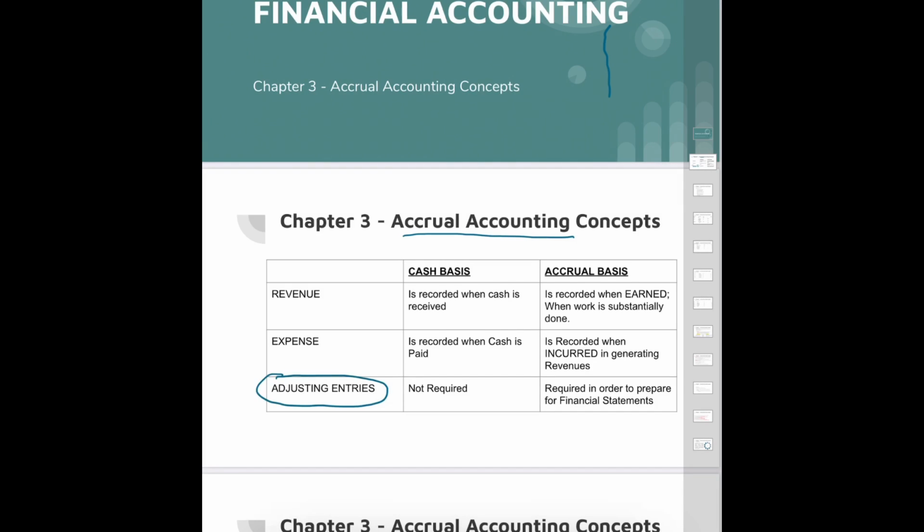These entries are made so that the company's financial statements comply with the accrual method of accounting. This adjustment process is necessary to match revenues and expenses. In other words, adjusting entries are needed so that the company's income statement reports revenues that have been earned and expenses that have been incurred during the accounting period.